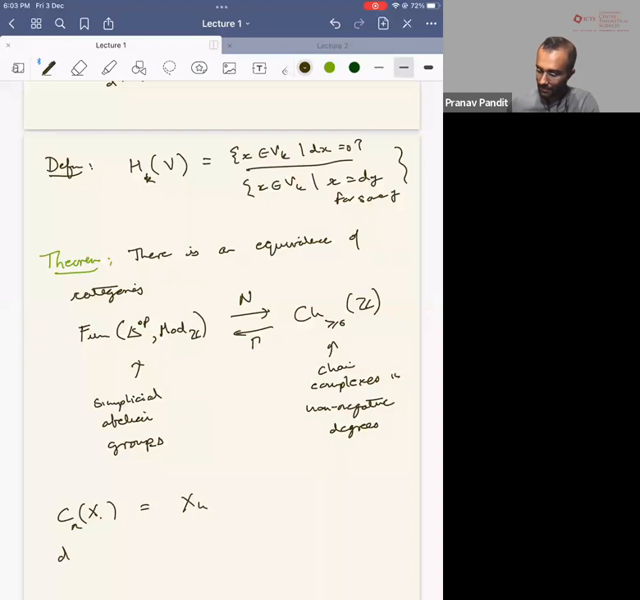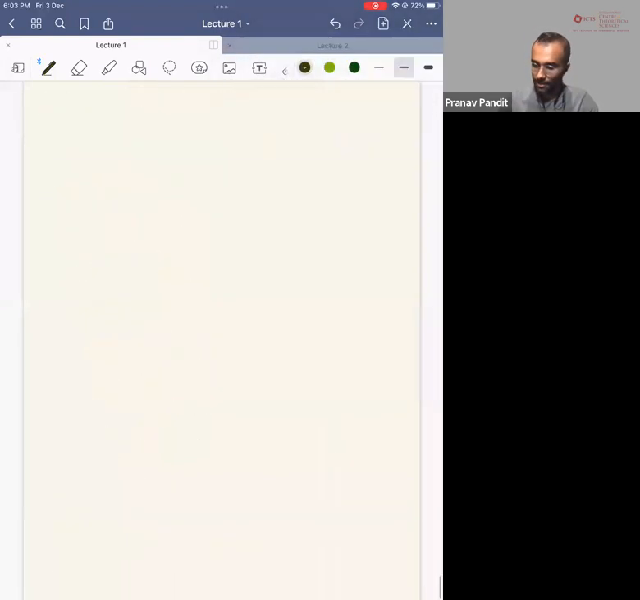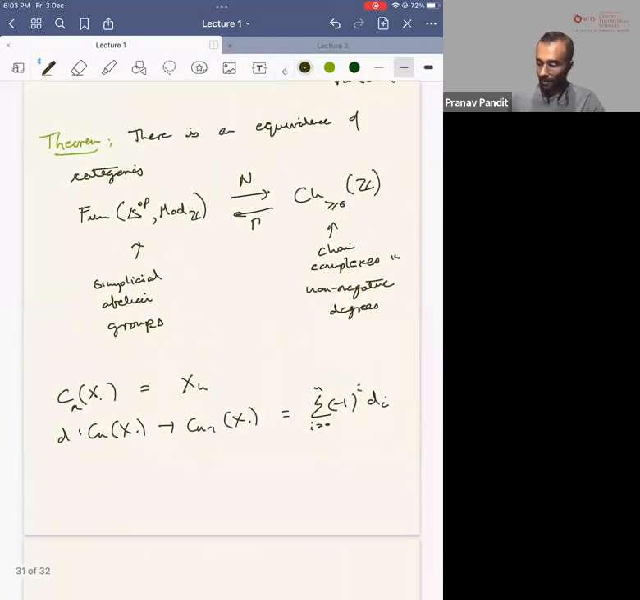And D from C_n of X• to C_{n-1} of X• is the alternating sum of (-1)^i d_i, where the d_i are the faces of the simplicial set. Those maps d_i that I defined before. And you can define a variant called N of X. So N_n of X is the subset of C_n of X which is by definition the intersection of the kernels of d_i from i equal to 0 to n minus 1.